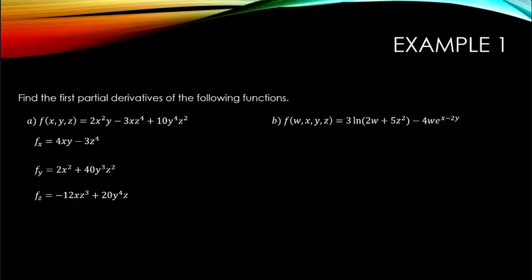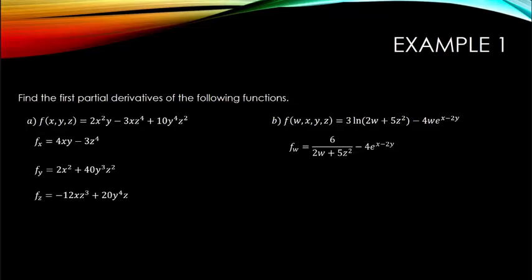Fz is equal to negative 12xz cubed plus 20y to the fourth z. In this case, the first term in my function is entirely a constant, so my partial derivative with respect to z again only contains two terms. In the second function that involves four independent variables, fw is equal to 6 divided by the quantity 2w plus 5z squared minus 4e to the x minus 2y power.